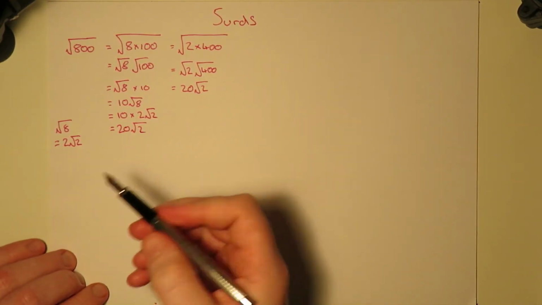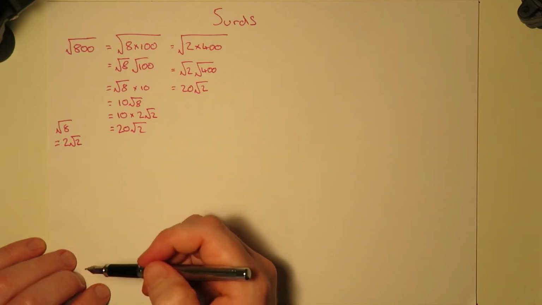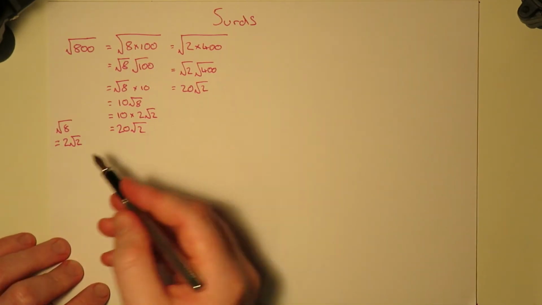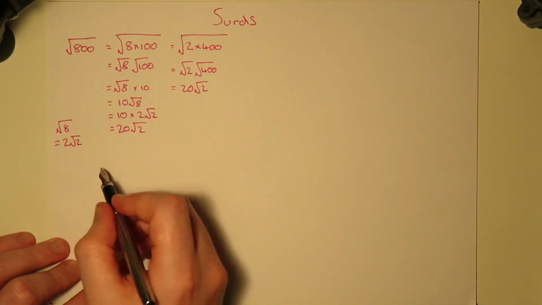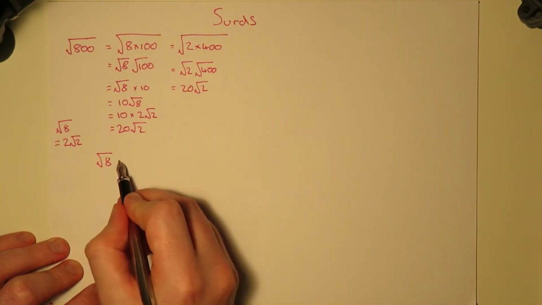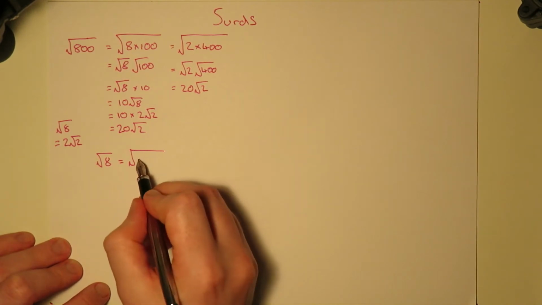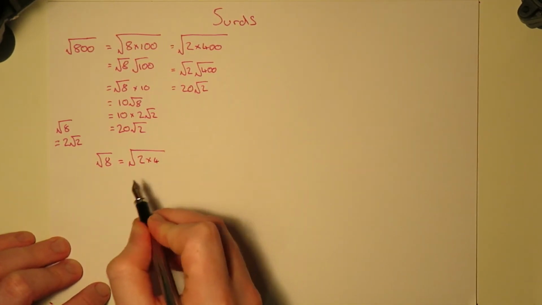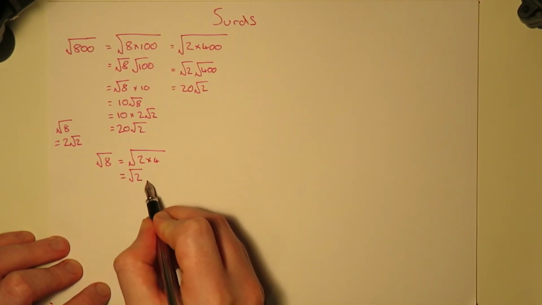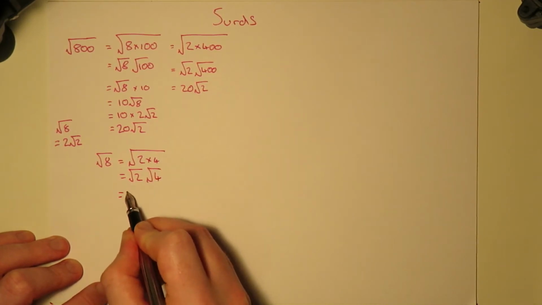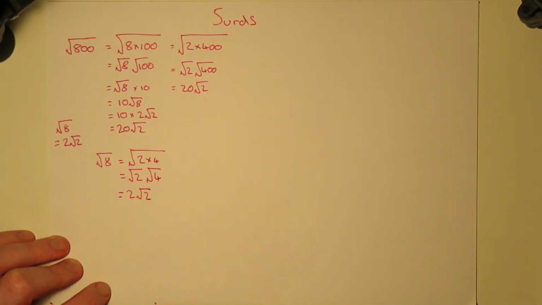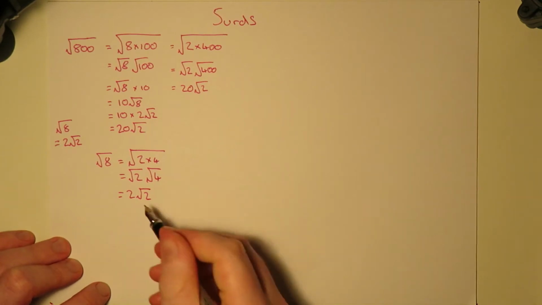Now you might be saying, okay, I don't remember what root 8 is in terms of root 2. Well, that's fine. Let's work it out. Root 8, so we're looking to split that up into two numbers, one being a square number, so 2 times 4. 4 is the square number, so that's root 2 times root 4, which is 2 root 2, because the square root of 4 is 2. So there we go.